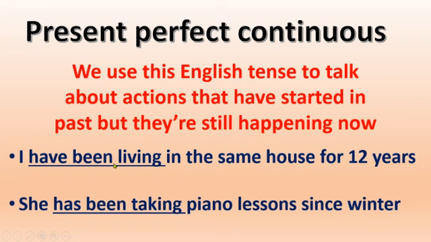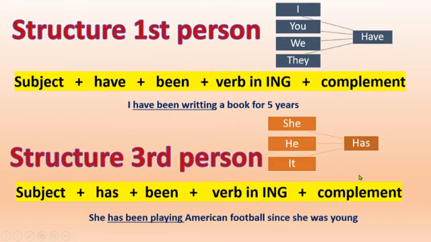For example, let's look at these two examples I wrote. I have been living in the same house for 12 years and she has been taking piano lessons since winter. Now, in present perfect continuous, we have auxiliary have and auxiliary has. Have, first person, has, third person. And you have to add been plus the verb in ing, living or taking, and obviously the rest of the sentence.